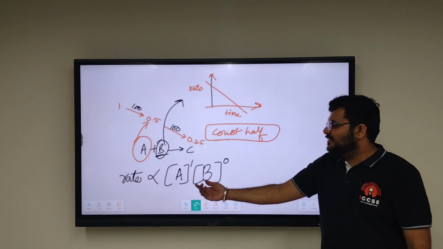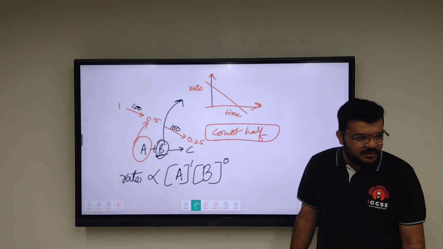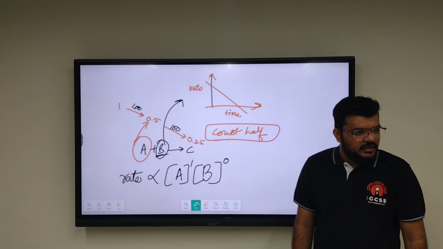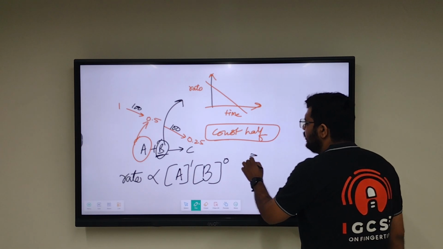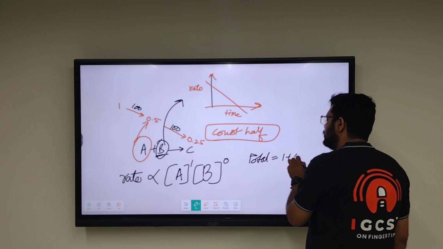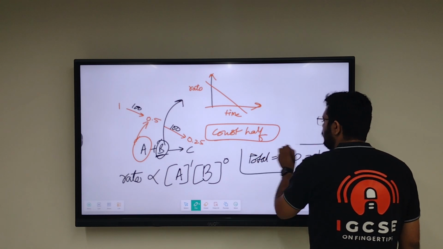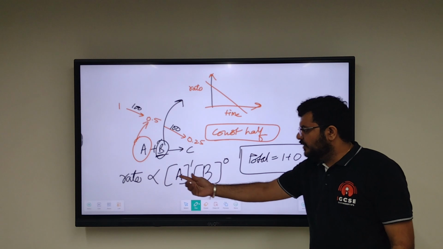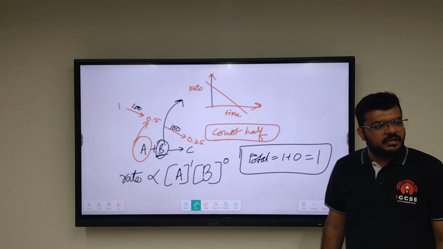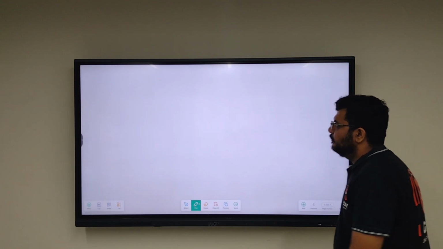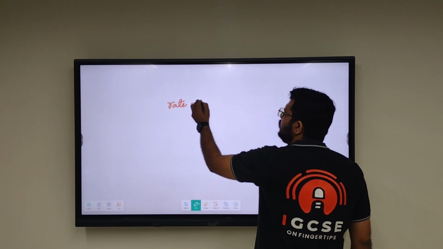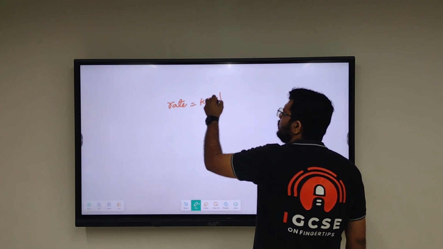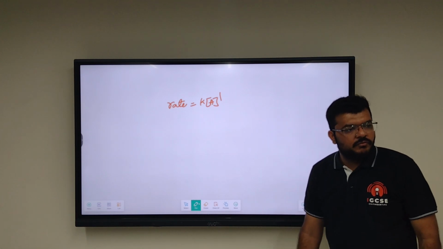Okay. So A raised to power 1, B raised to power 0, because the concentration or the amount of B does not influence the reaction at all. And the overall order of this reaction becomes 1 plus 0, which is 1. Now I have written proportional. So rate is equal to K into A raised to power 1, and you don't need to write B because anything raised to power 0 becomes 1.